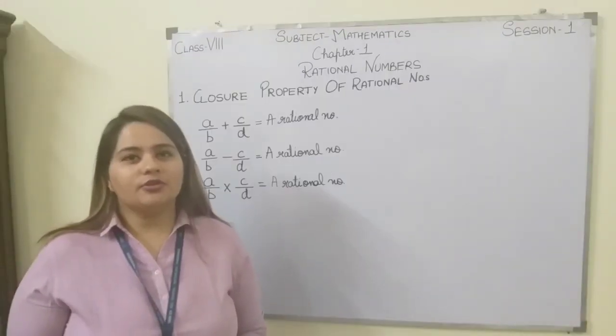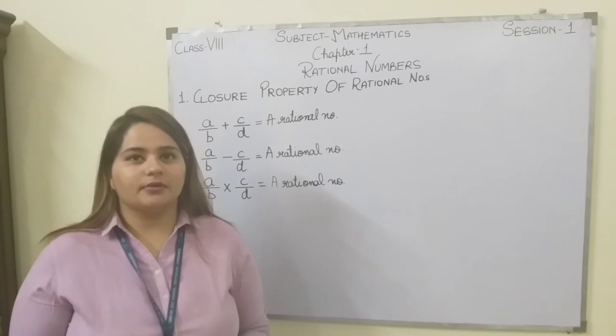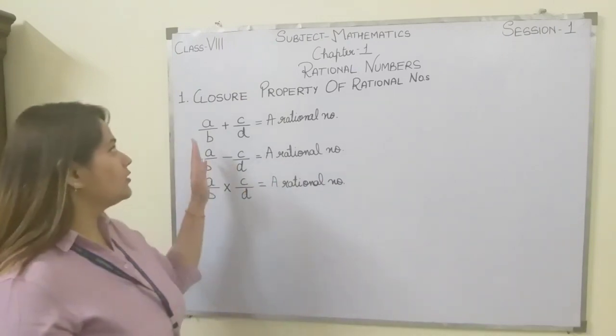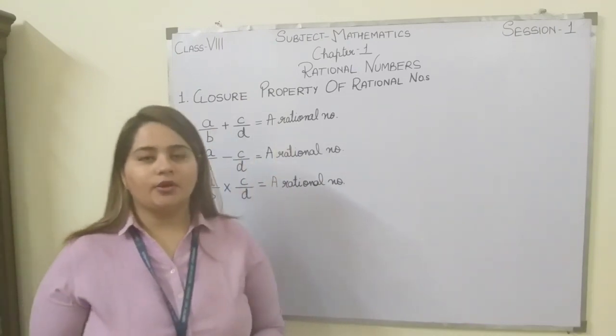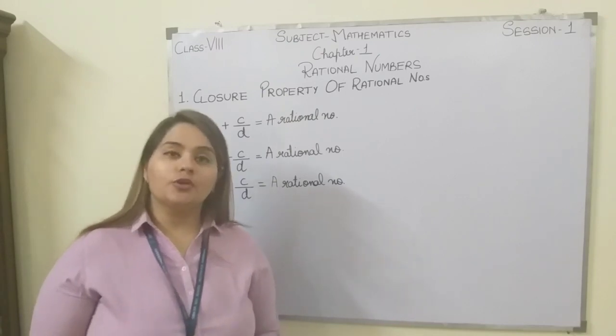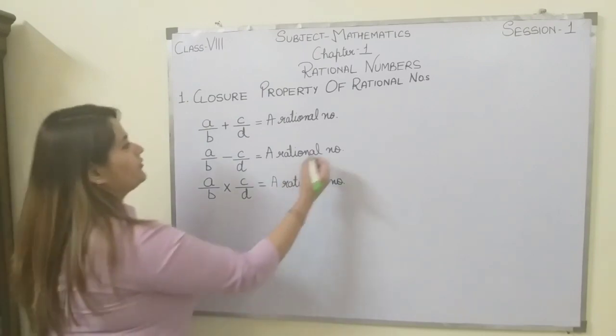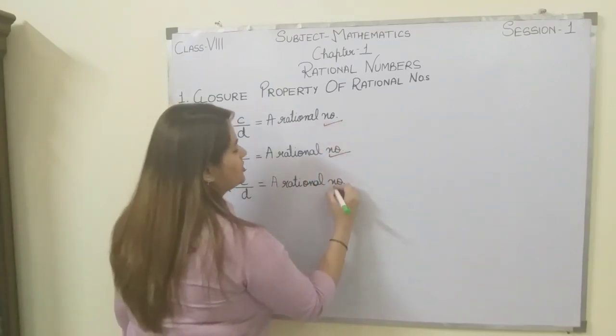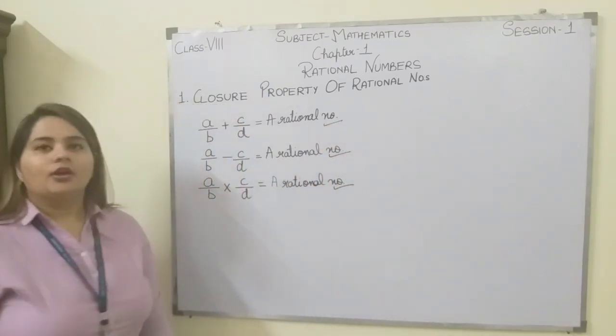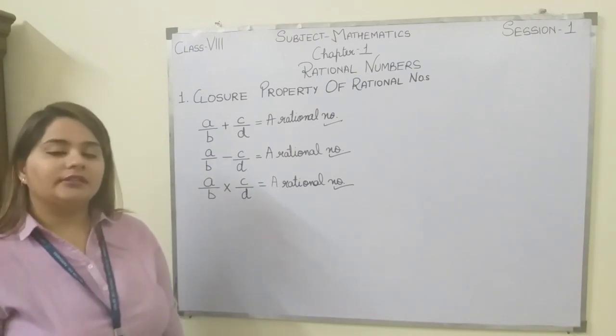Now, coming to the properties of rational number. The first property is the closure property. Closure property of rational number. The closure property of rational number holds true only in the case of addition, subtraction and multiplication. Not in the case of division.